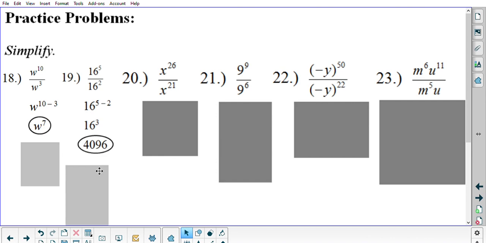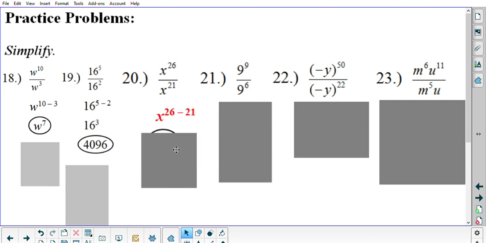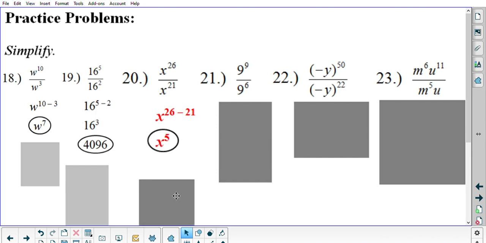Hit pause on this video, then hit play whenever you're ready for me to go over the answers. All right, I hope you've done these problems on your own. Let's see how you did. Problem number 20. We can subtract the exponents and get a final answer of x to the 5th power.